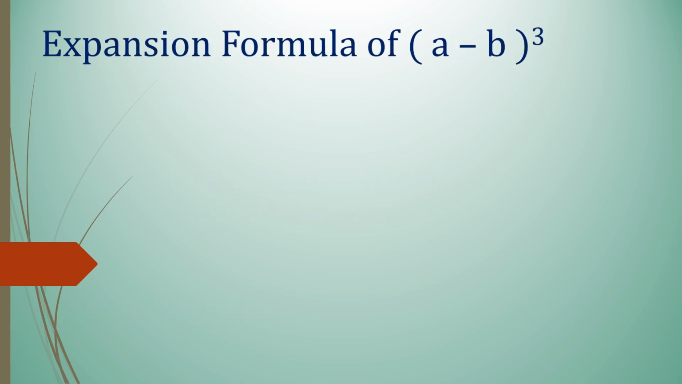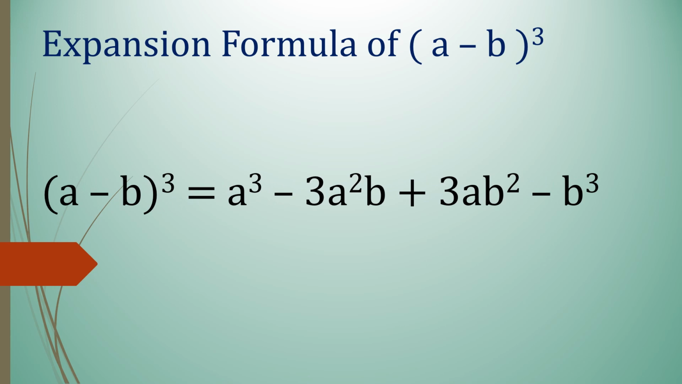Now students, practice set 5.3, we are going to learn one more formula, that is the expansion formula of (a - b) the whole cube. In the previous session, we have learnt the expansion formula of (a + b) the whole cube. But today we are going to expand the formula (a - b) the whole cube. So, what is the formula for (a - b) the whole cube? (a - b) the whole cube equals a cube minus 3a square b plus 3ab square minus b cube.